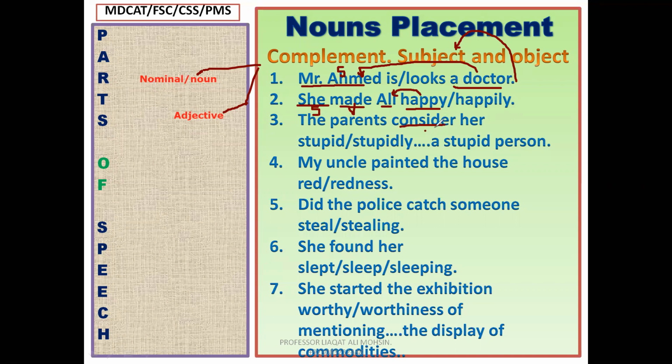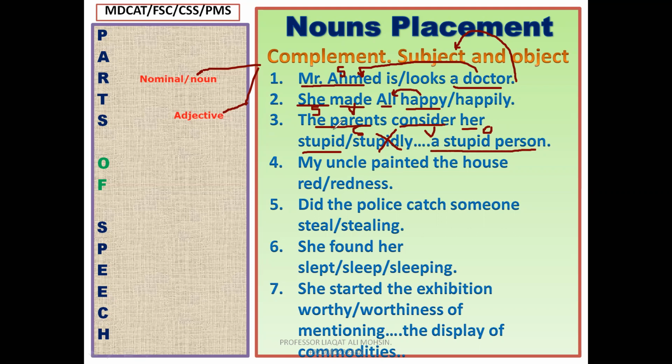The parents consider her stupid. Who considers? The parents. What do they consider? Her, the receiver. Are stupid. Understand that all these verbs which contain an object complement may have two possibilities. They may have an adjective but never an adverb. They may have an adjective or may have a noun as an object complement.